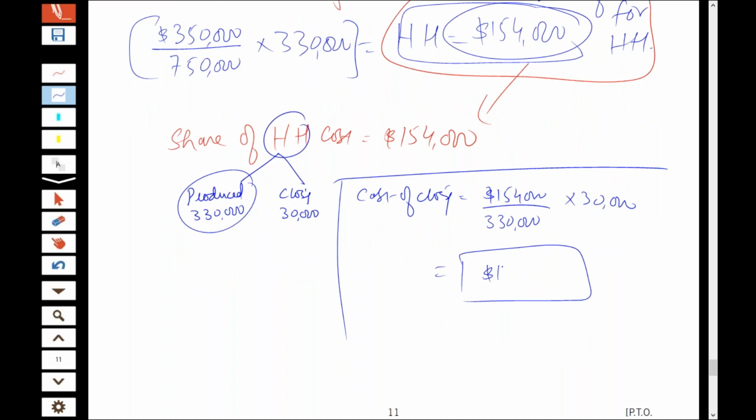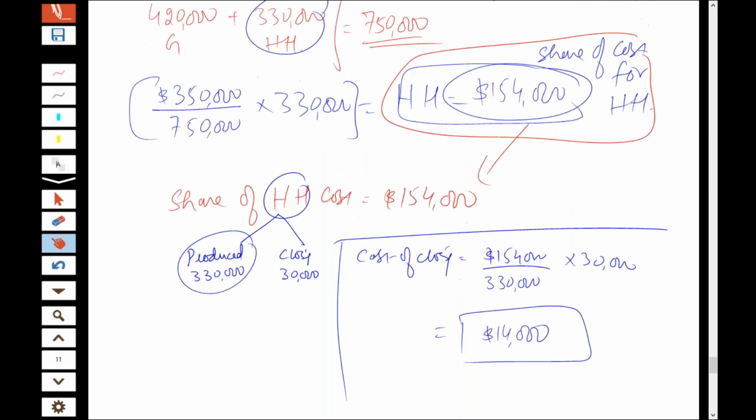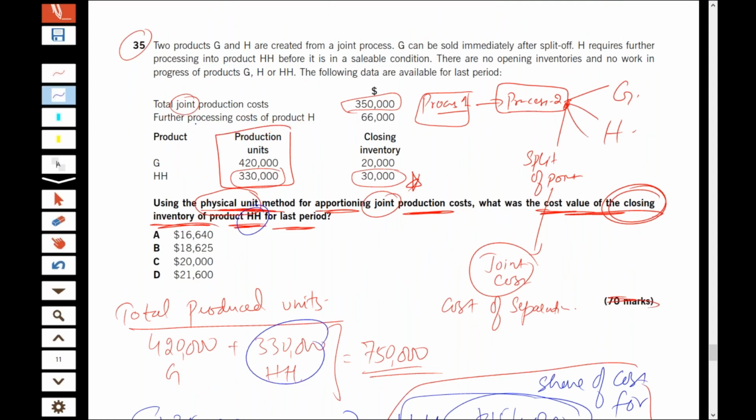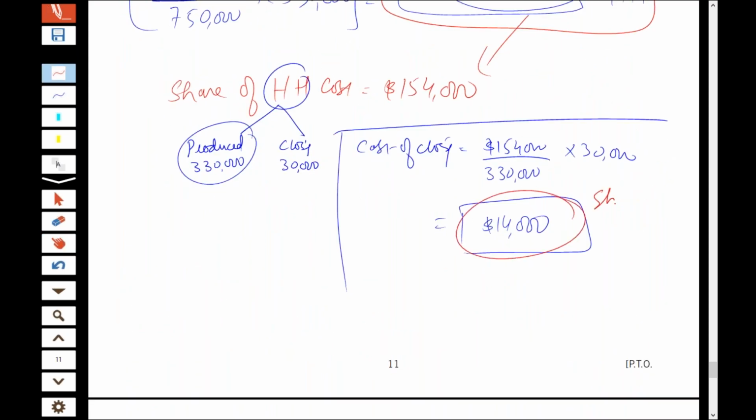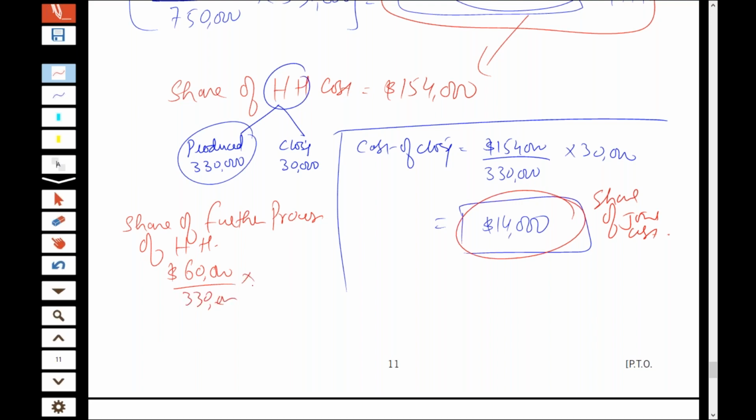What is the amount? It's 14,000. Okay. Now there's one thing more. There's a further processing cost for product H. Further processing cost. This is 66,000. This was a share of joint cost 14,000. Now we need a share of further processing cost. Further processing of product HH, that is 60,000 divided by 330 multiplied by 30,000.